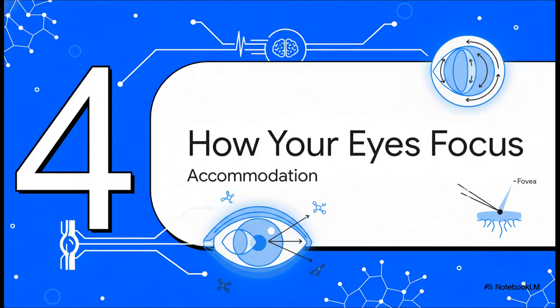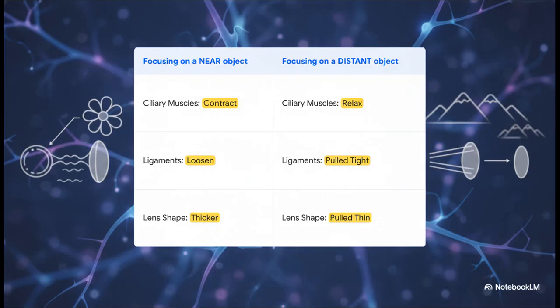Let's move on. Section 4. We're going to zoom in, literally, on one of your most important sense organs, the eye, and see how your nervous system pulls off the amazing trick of keeping the world in focus. This whole process is called accommodation, and it's all about changing the lens shape. Now, to focus on something near, your ciliary muscles contract. This makes the suspensory ligaments go slack, which lets the lens bulge out and become thicker. To look at something distant, the complete opposite happens. The ciliary muscles relax, which pulls the ligaments tight and stretches the lens out thin.